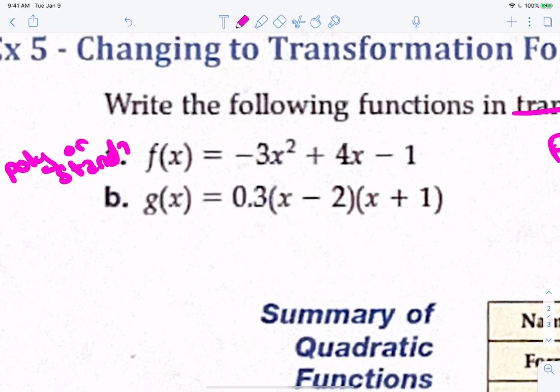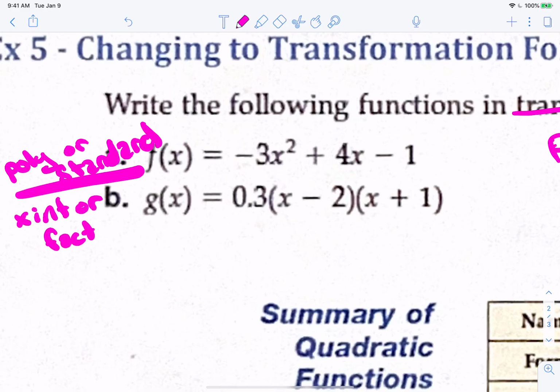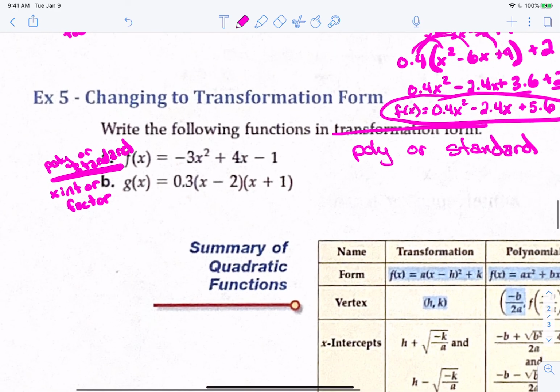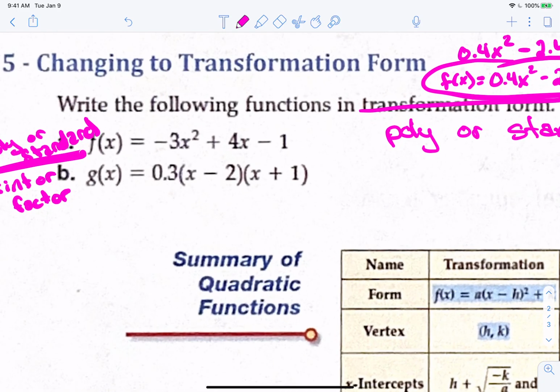The next one's in x-intercept or factored form, whichever way you want to call it. I don't care. He's like broken down. So we've got to switch g of x, which is part B. Okay, so I want to switch that to standard form or polynomial form. What do you do first? FOIL. So x minus 2 times x plus 1. So x squared plus 1x minus 2x minus 2.